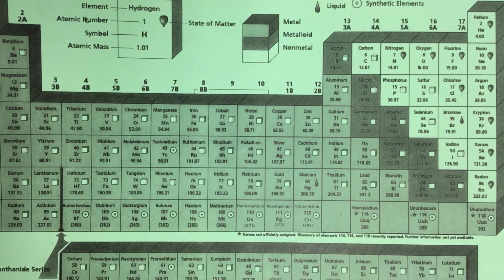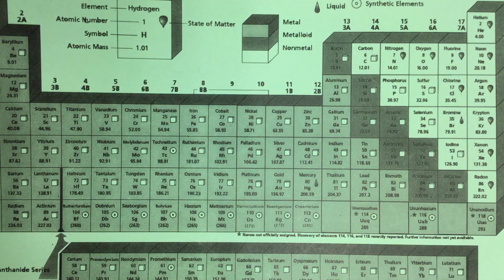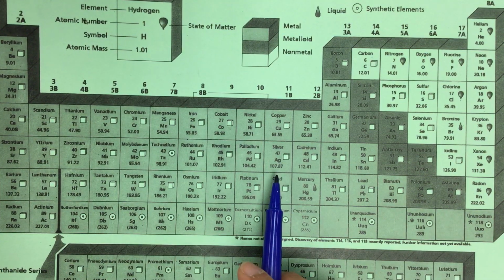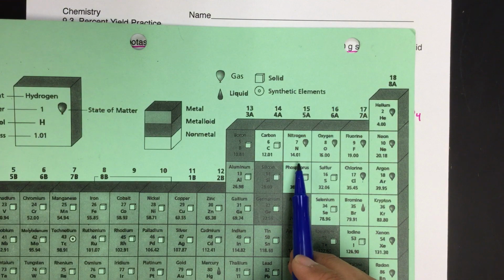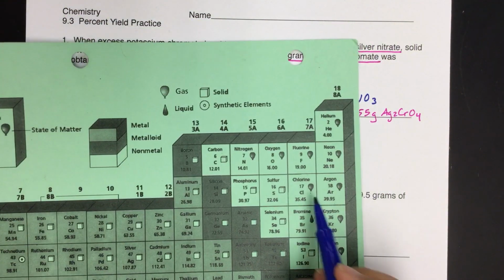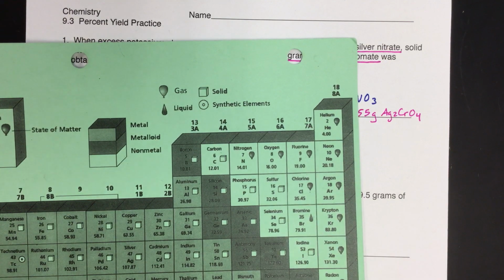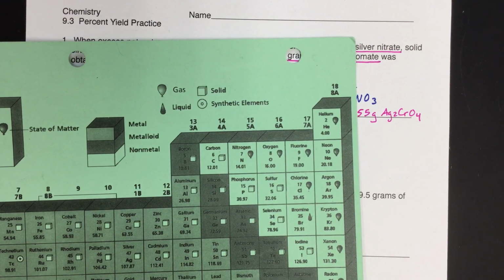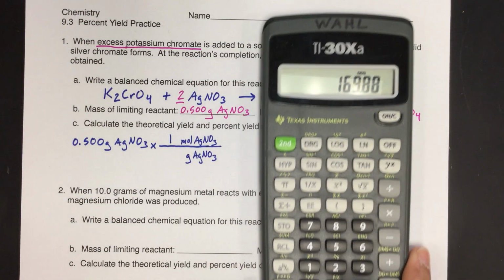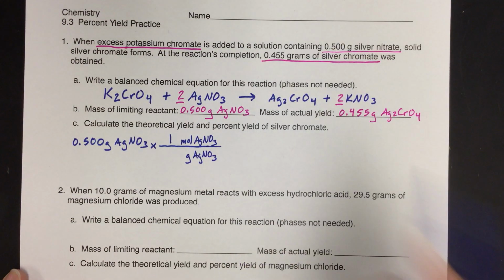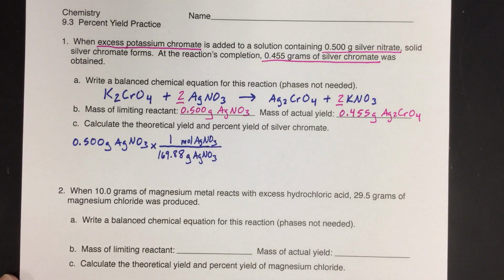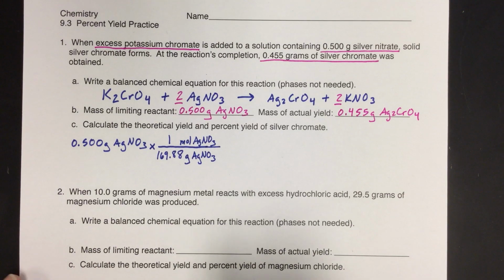So it's going to be 107.87 for silver, and then nitrogen plus 14.01 plus 3 times oxygen. So we get 169.88 grams. All right, so there's the molar mass of silver nitrate.